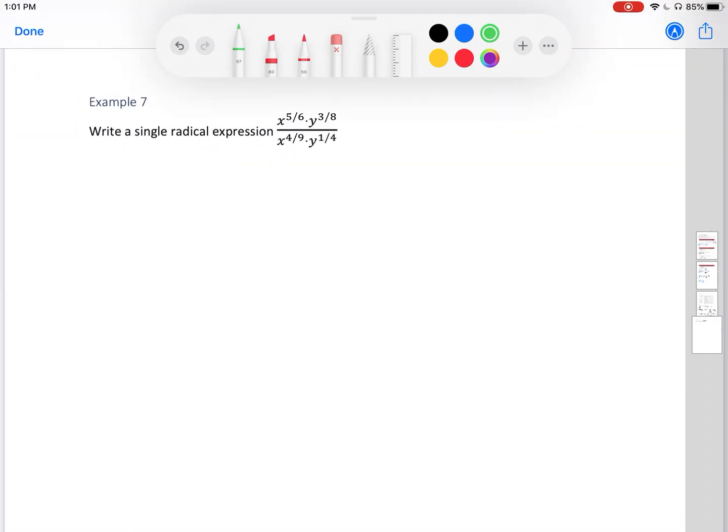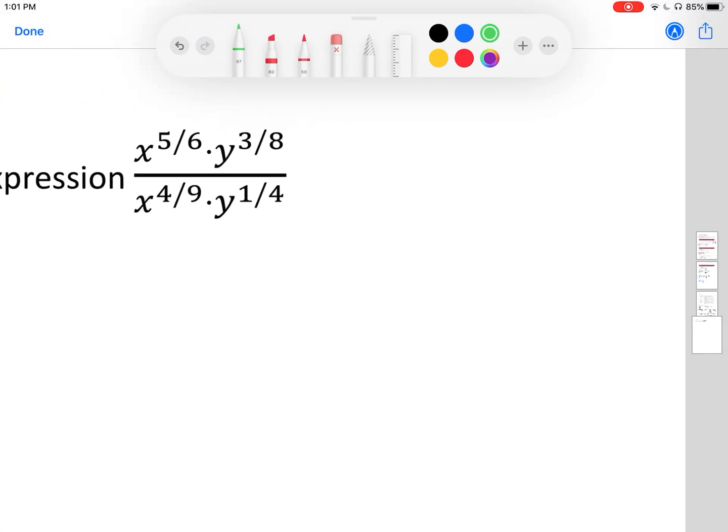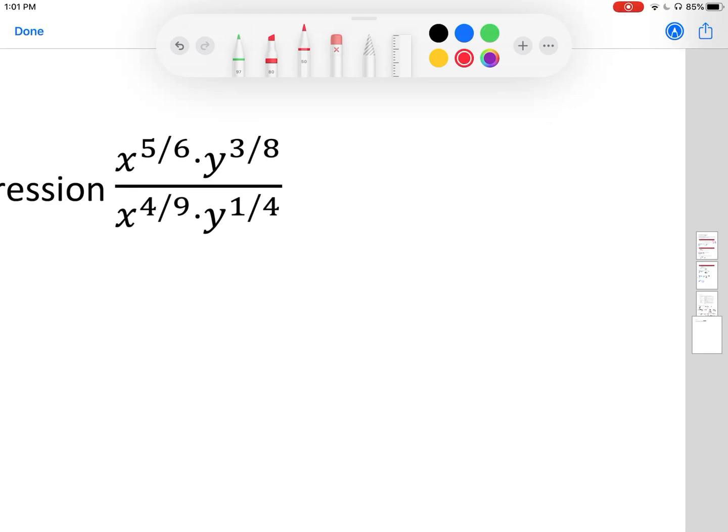Problem 7. Write a single radical expression. Okay, so we have a 6, an 8, a 9, and a 4. So we really need to find the LCM so they can all be under the same radical. Okay, so let's go through the process of finding the LCM for all of those numbers.